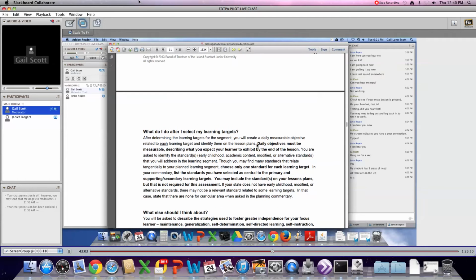Make sure you have a daily measurable objective. What are we going to learn today that I can measure at the end of the lesson, whether or not my students got it? What's the point for today? Make sure you have a daily measurable objective related to both learning targets.